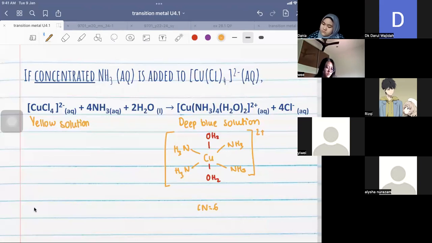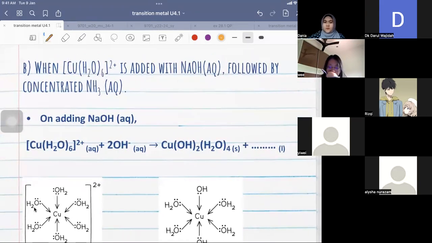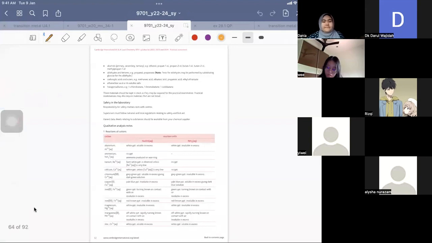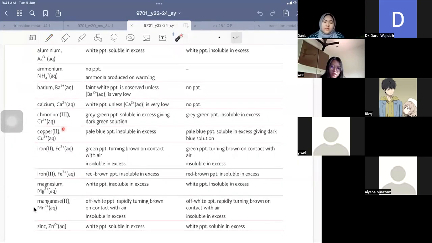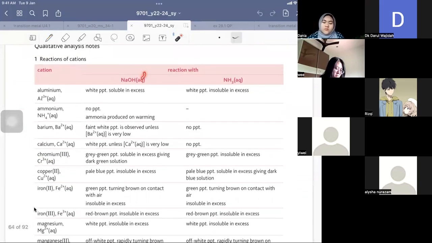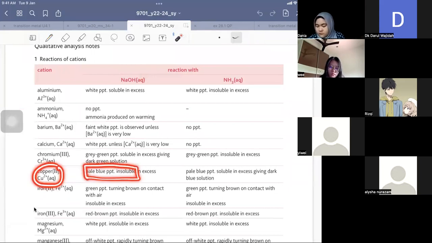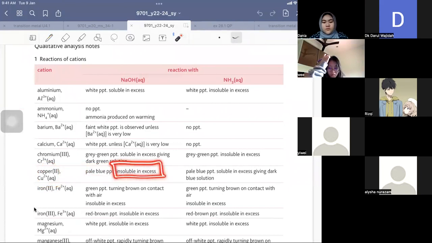Next, we are going to look at the addition of sodium hydroxide followed by concentrated ammonia. This next reaction is actually something that you have done in practical session. You see here we're adding sodium hydroxide. If I show you your qualitative analysis notes, you look at copper. We are adding sodium hydroxide dropwise usually. So copper 2+, we add sodium hydroxide drop by drop, we get a pale blue precipitate. We want to know what that pale blue precipitate is. And in excess, it is insoluble, so there is no use adding excess sodium hydroxide.